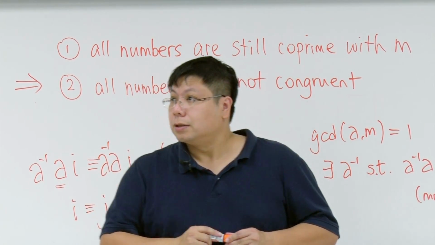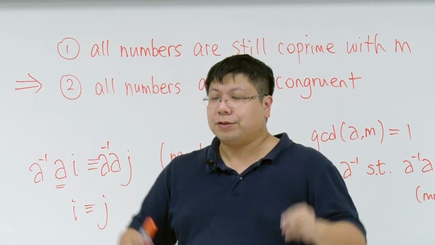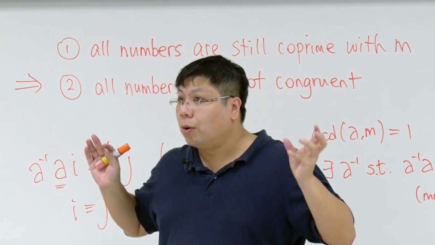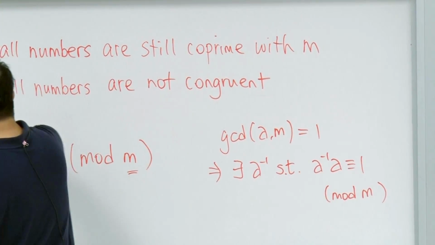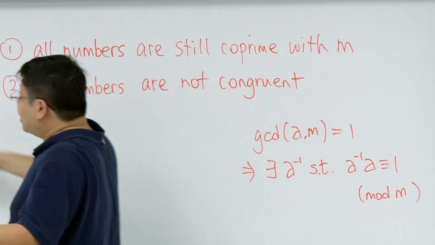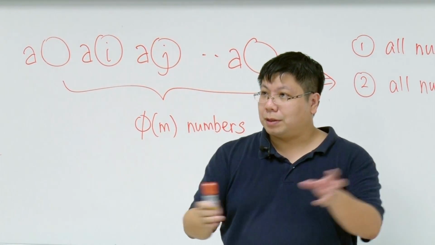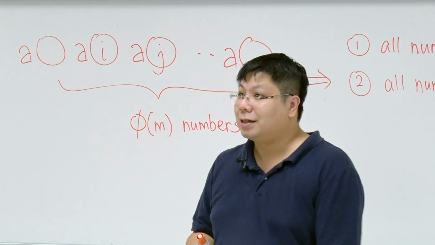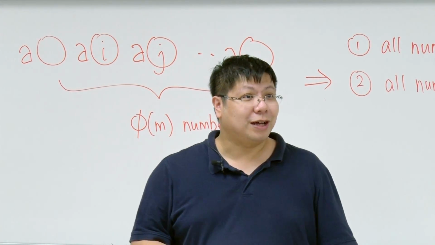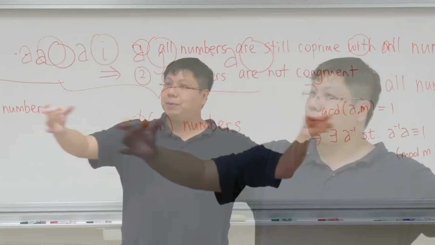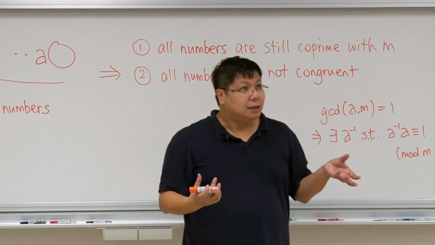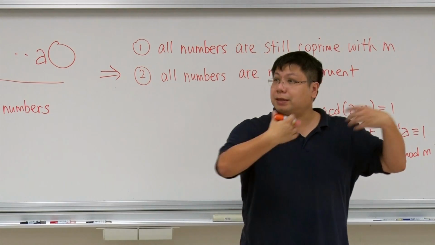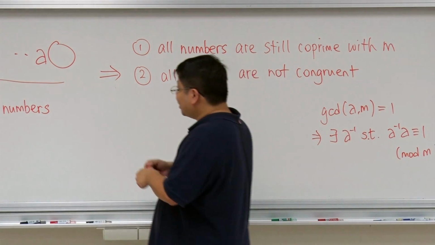So here it means that there are two things. First of all, after multiplying with a, everything is still coprime. And they are still all different. So what does that mean? It means that before we do the multiplication, we have a set of numbers, and after the multiplication, we still have the same set of numbers. It is just a permutation only. Before the multiplication, we gather all the numbers coprime with m. After that, we still have a group of numbers, all of them coprime and all distinct. So it must be the same as the original set.